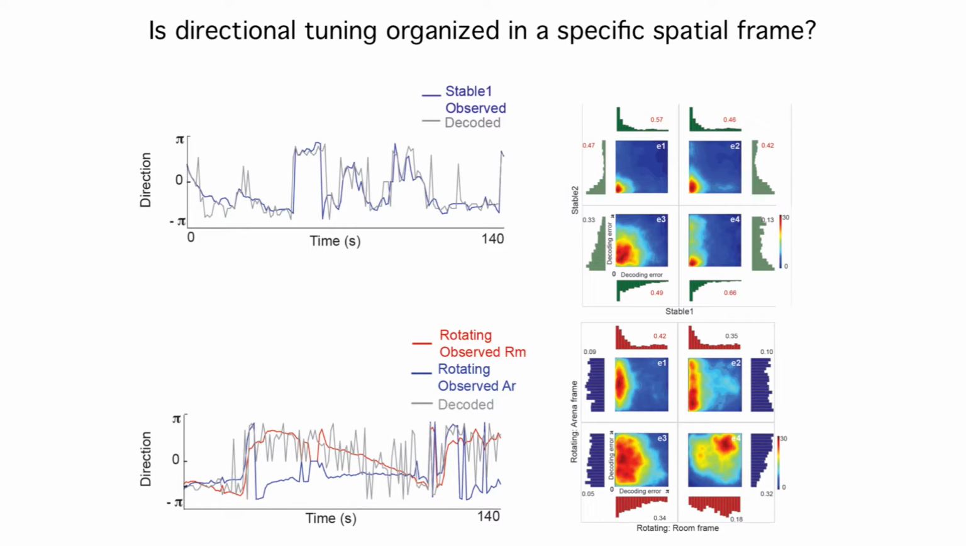What's shown in blue is the animal's actual head direction in either the rotating frame in blue or in the room frame, the stationary frame in red, and the decoding, which is optimal here for whichever frame gives you the weakest error. And what this shows is that it's very hard to decode from this activity, any prior that we choose. We can't decode very well or for very long.